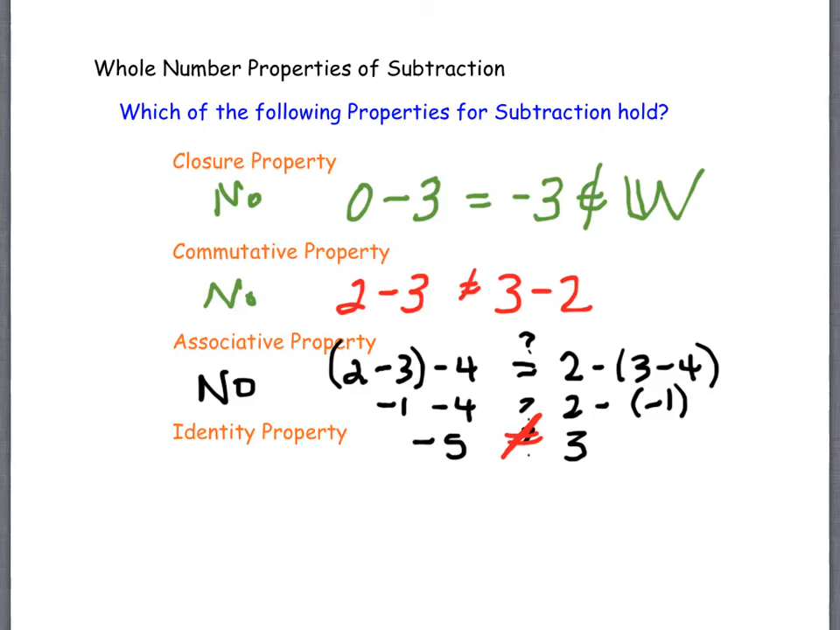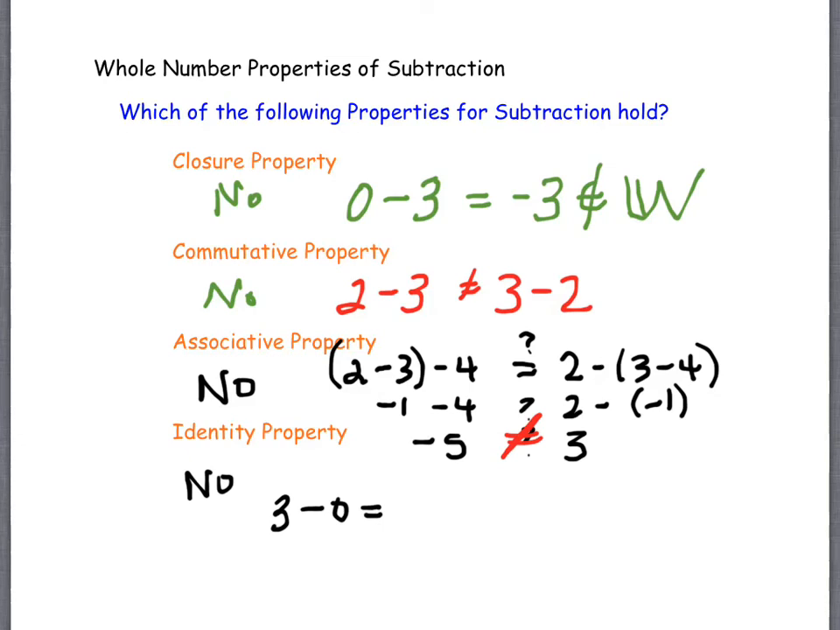Last one, identity property. Do you remember what the identity property was for addition? Yeah, if you add the number 0, it doesn't change the value. So this one sounds like it might work on this one. And it does in one direction, but not in both. So we have to be able to take the number 0.